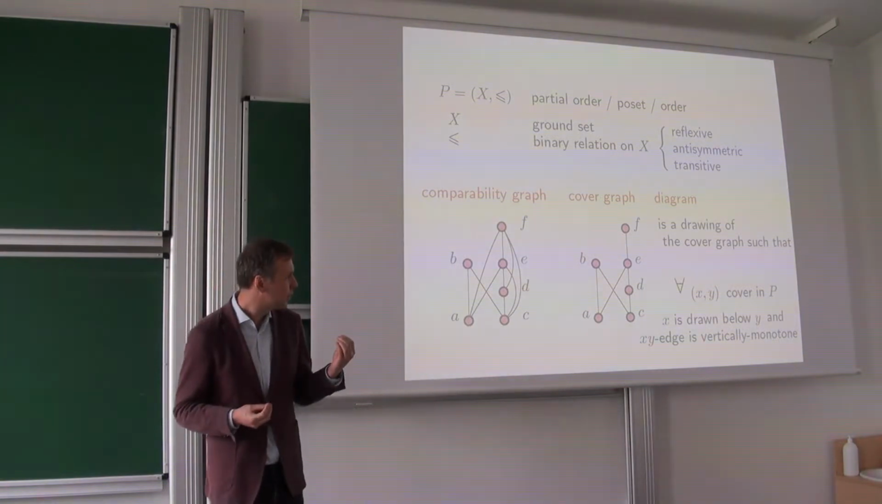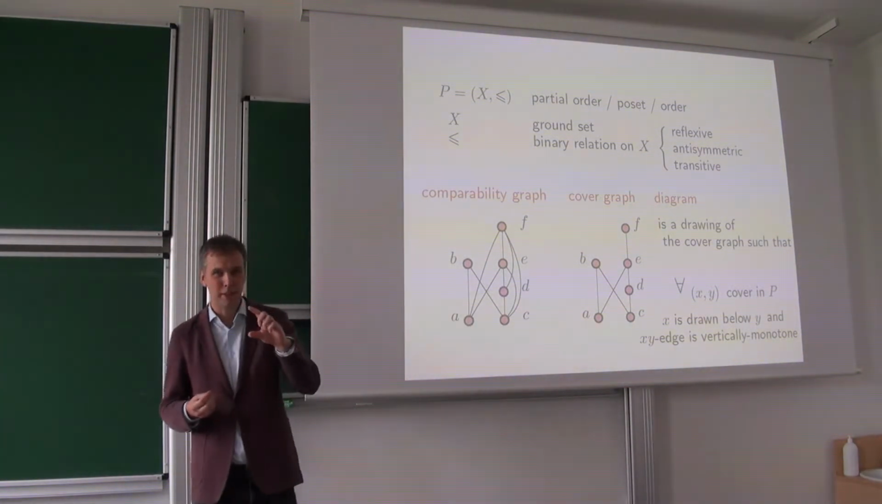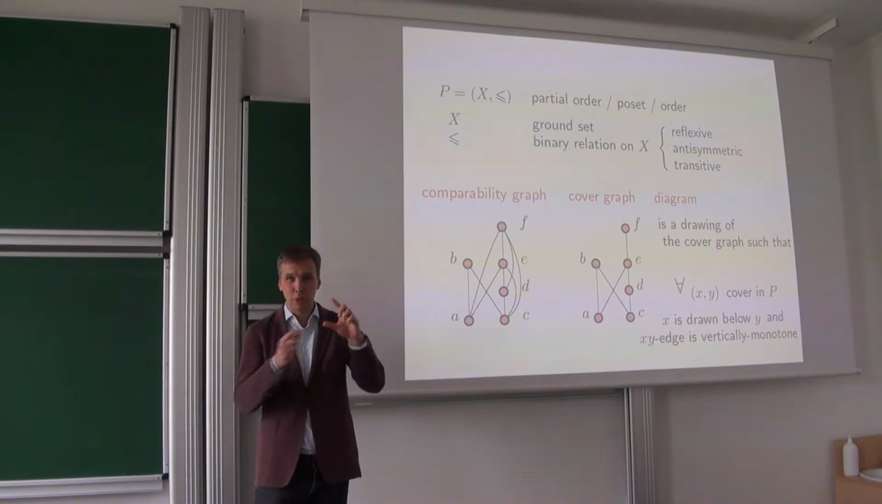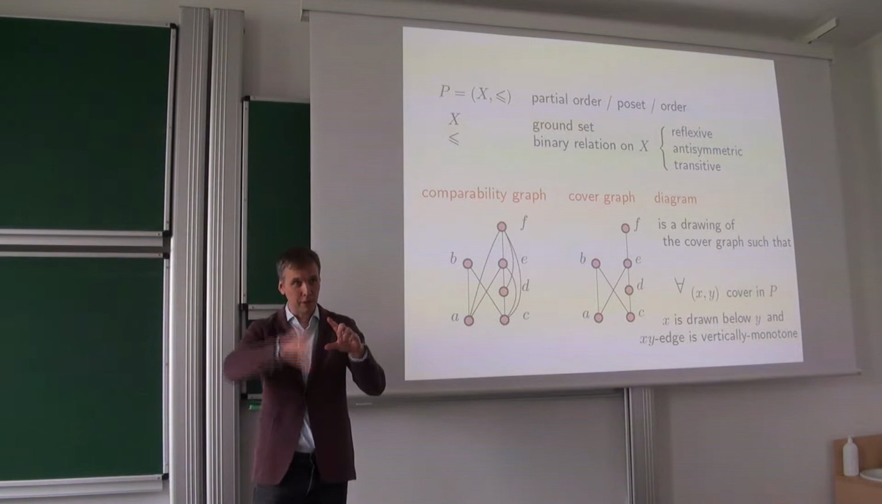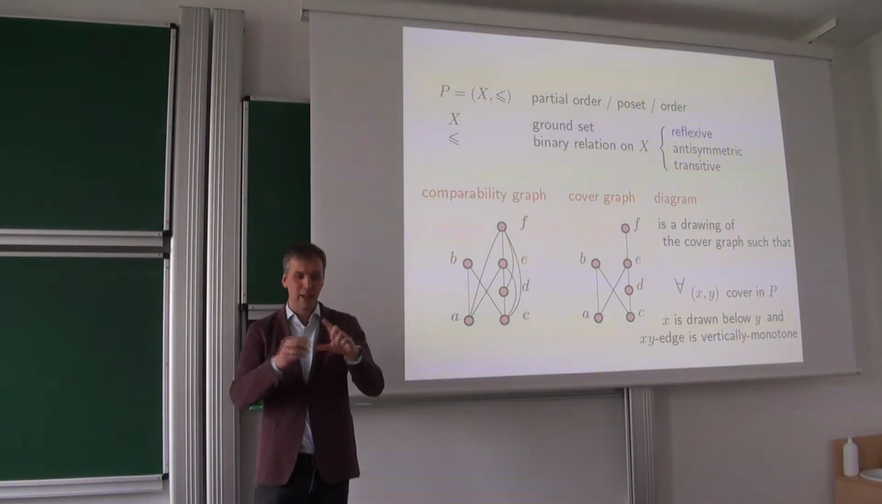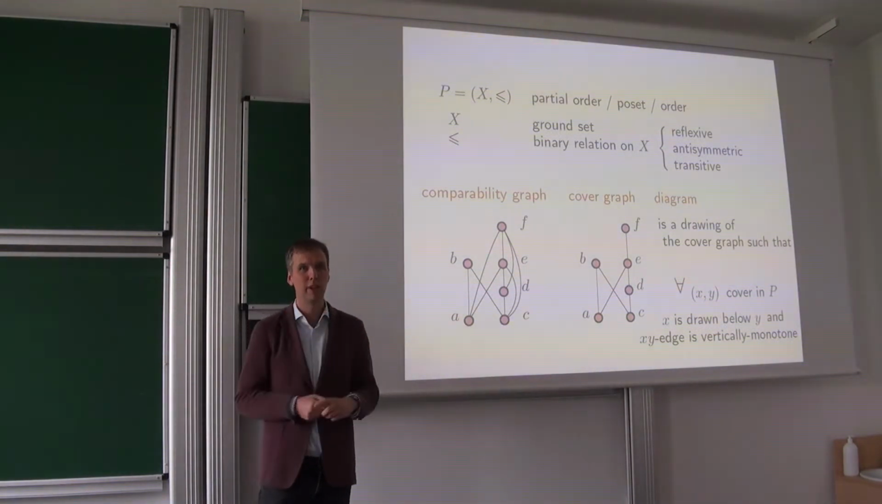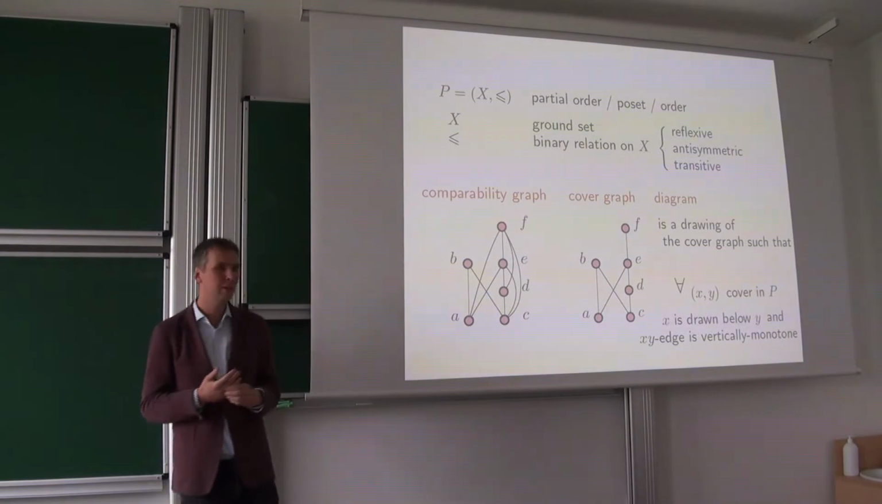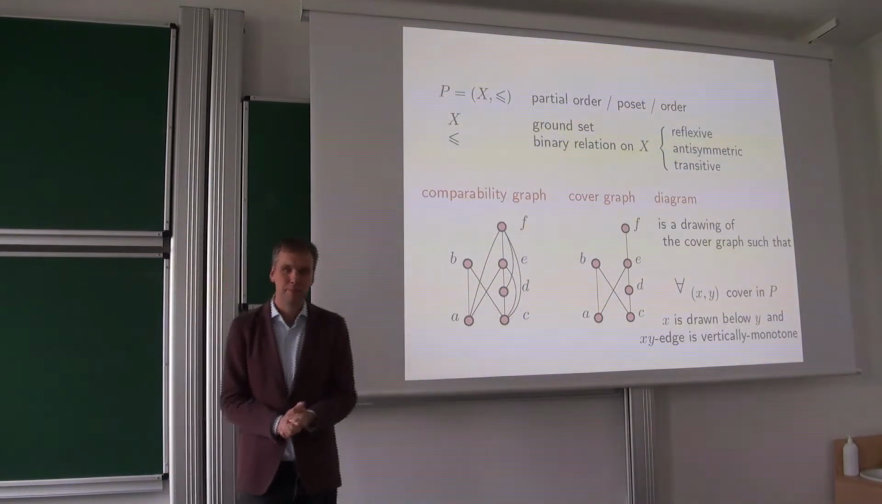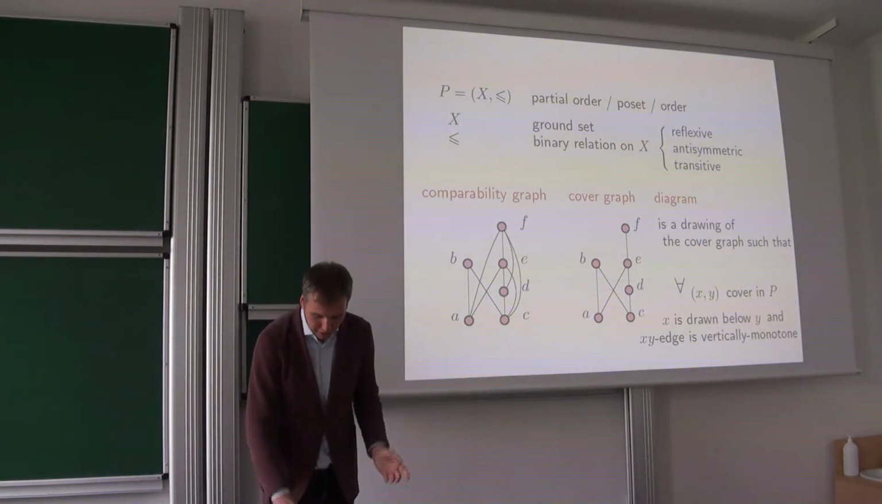This is such a drawing where, when you have two elements in the cover relation, the one which is less in the poset relation is drawn below with respect to the vertical coordinate. And then the edge itself is drawn in a y-monotone, maybe I should say vertically monotone, fashion from x to y. And that is a diagram. So we're done with this.